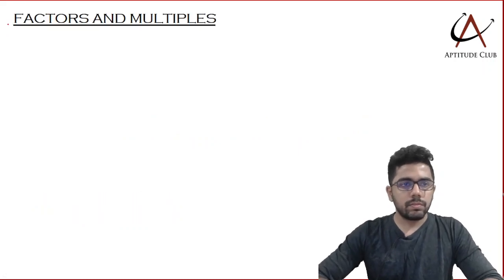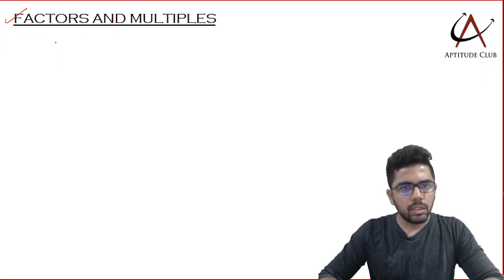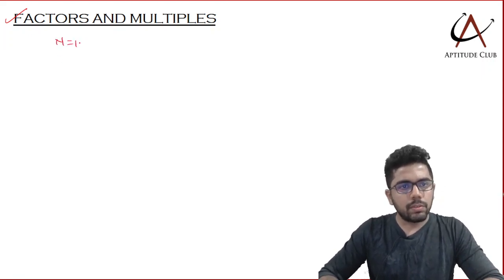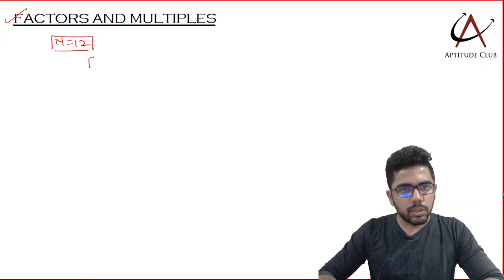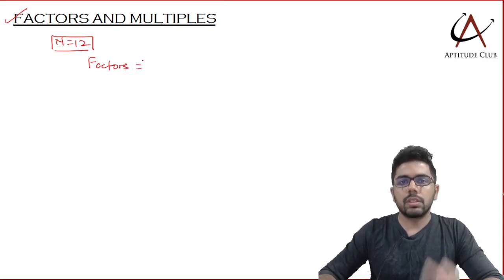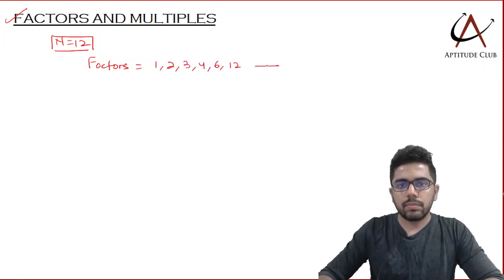So the first thing: what are factors and what are multiples? Just to understand that, let us take a simple number, 12. Now, for this number 12, if I have to write the factors, what are the factors of this number 12? I can write the factors like this: 1, 2, 3, 4, 6 and 12.